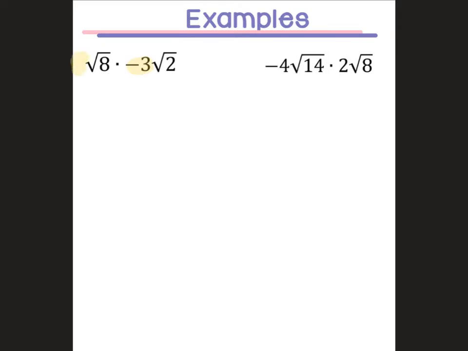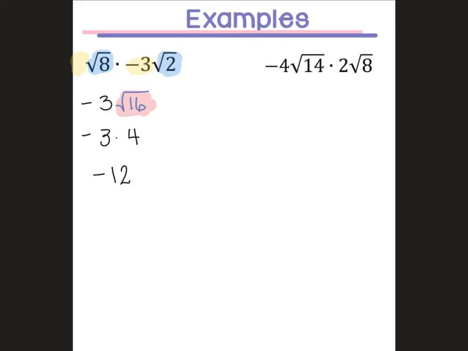So for our first example, the number out in front would be -3, so that's a coefficient. Out here we technically have a 1. So I could multiply those two together. When I do that, I would get -3. Square root of 8 and square root of 2 are both in a radical, so those two can be multiplied together to get square root of 16. Then I want to check if I can simplify my radical, and I can because square root of 16 is actually just 4. So I have -3 times 4, which is -12.